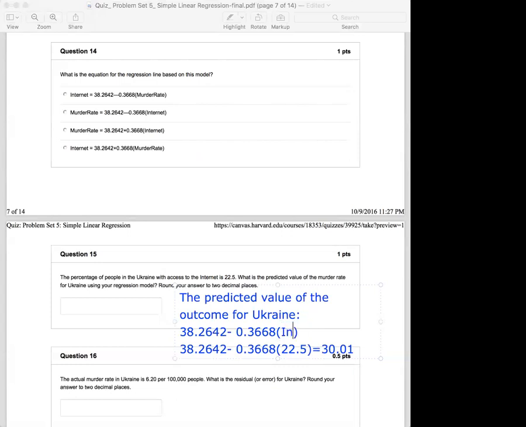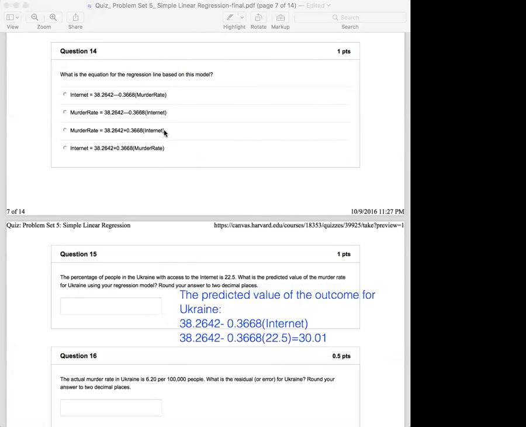So first, we have our intercept here, we have our slope here, which is minus this, and we multiply it with the value of our internet variable here. And this is equal to the murder rate. So the correct answer, question 15, is here. And our answer is about 30.01.